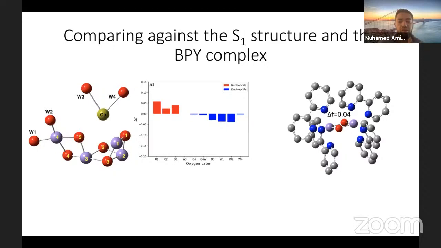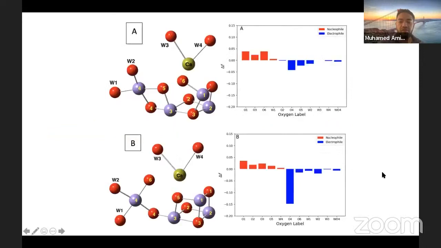O2 at the end. We also compared against a model compound, where we know that there is no O-O bond formation, and the dual descriptor value is very close to what we get in the S3, except for this structure where you have a high activity in O4. So O4 is pretty reactive here.